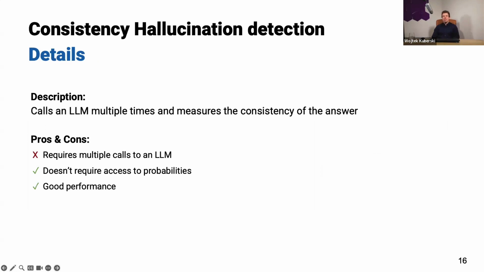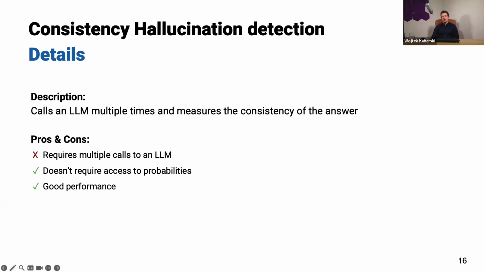So in terms of description, as already mentioned, we call an LLM multiple times, and we measure the consistency of the answer, or similarity between the answers. In terms of pros and cons, it does require multiple calls to LLMs, which tends to be quite expensive, which means that this is an approach that we're going to avoid if cost is a factor, and it, generally speaking, is a factor for monitoring. We want to monitor with as little additional overhead as possible.